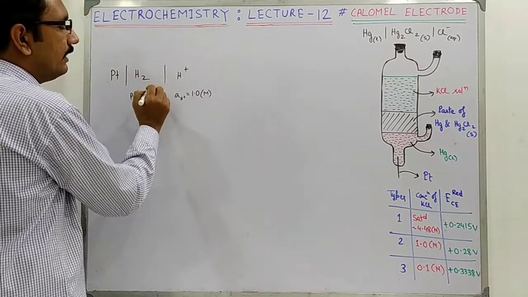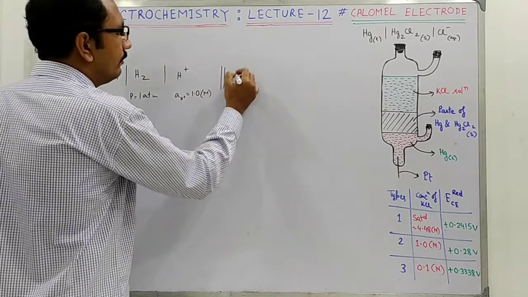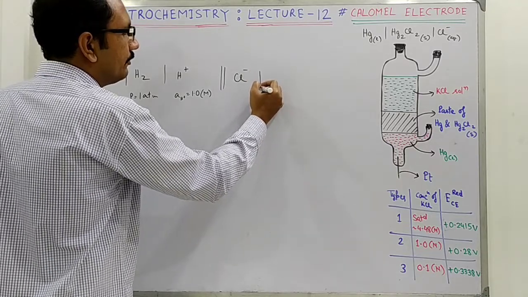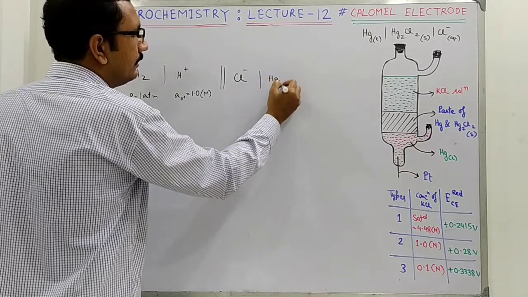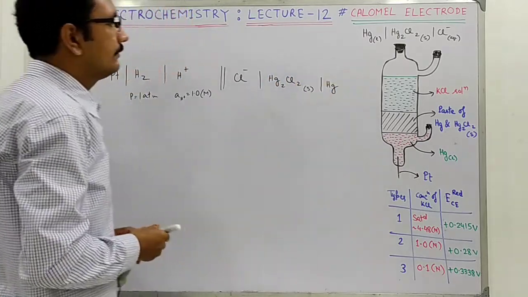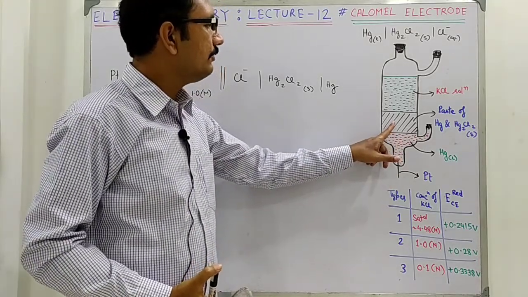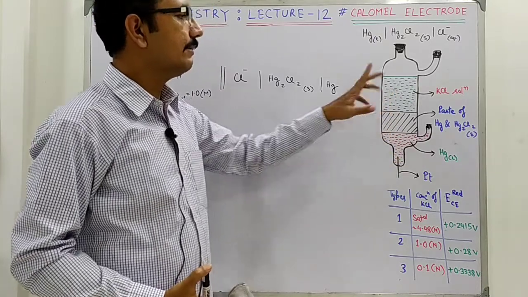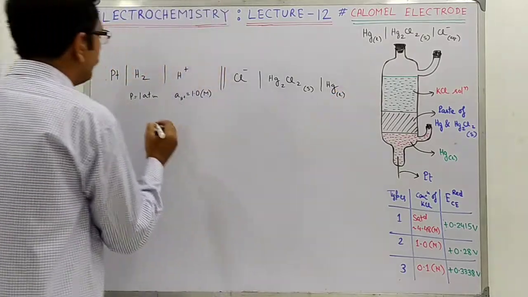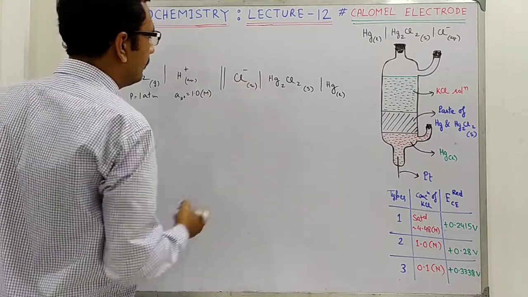This we are taking in the left hand side, and then we are connecting it to the calomel electrode. This one is the calomel electrode: Hg, then Hg2Cl2, and then KCl, that is Cl minus. So, it will operate in this way. It is liquid, it is gaseous, it is solvated, aqueous.